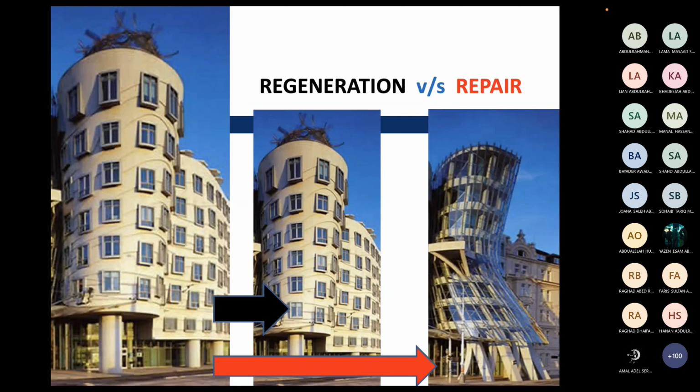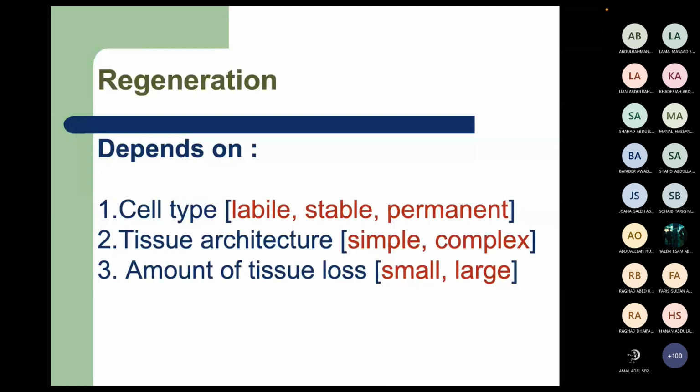See, on the left side is the main building. If it is destroyed and you build it exactly the same, it is regeneration. But if you try to build it irregularly, it becomes a repair. And these other cells are there, irregularities there, so that is repair. But this is not photoshopping. This is an actual building in the city of Prague. And this building is called Dancing House. So in this, you can see there is a difference. They have tried to build like this. And it is a good example of repair or healing with collagenous tissue.